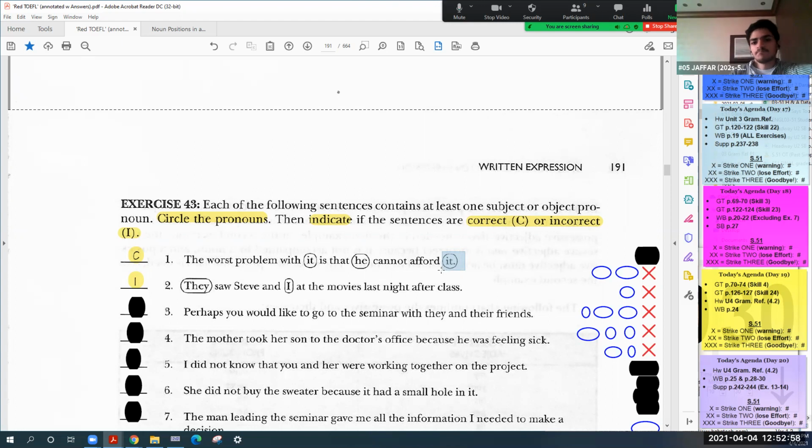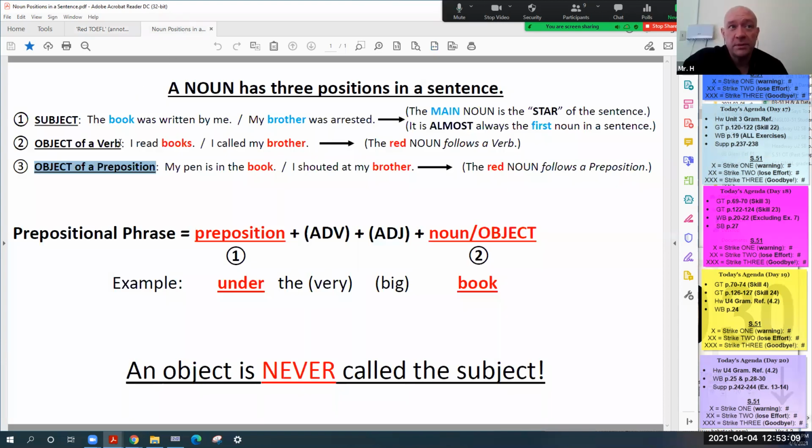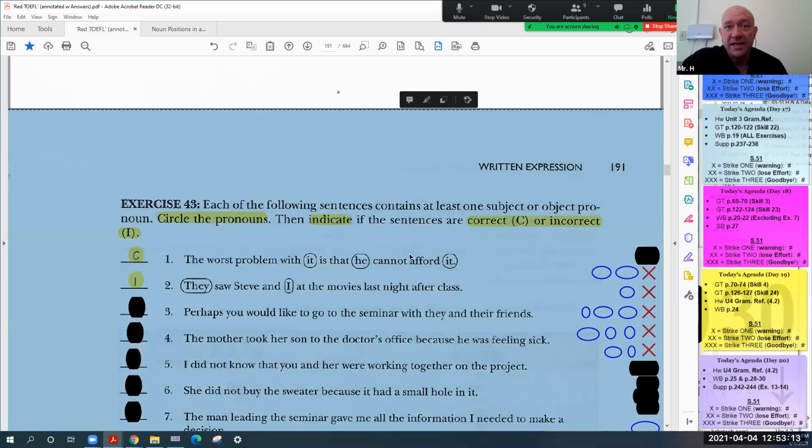No, it follows the verb. Is it at the beginning of a sentence? No. So what does it follow? A verb. So what is it called if it follows a verb? Object of a verb. It's the object of a verb. Okay? And it is correct.